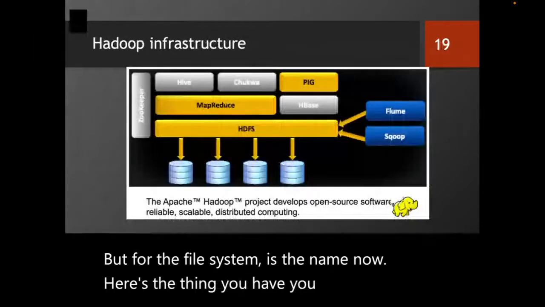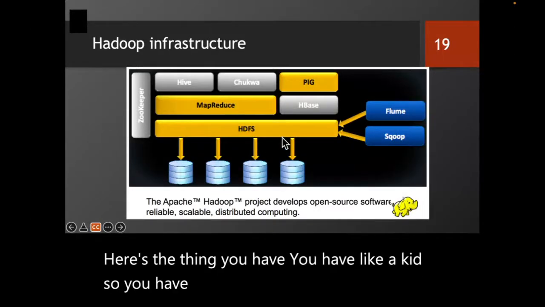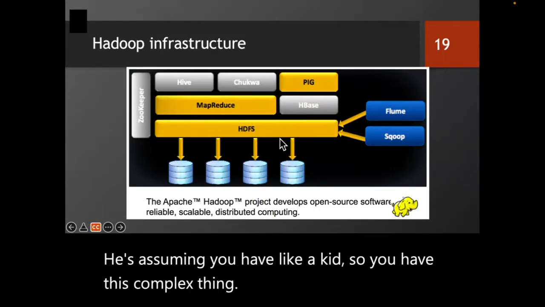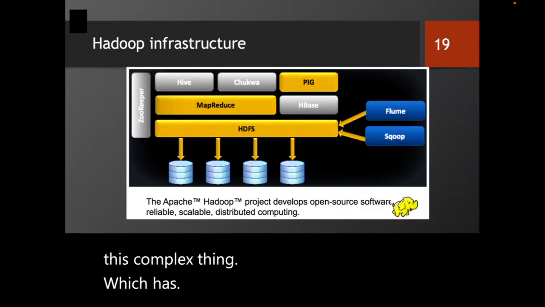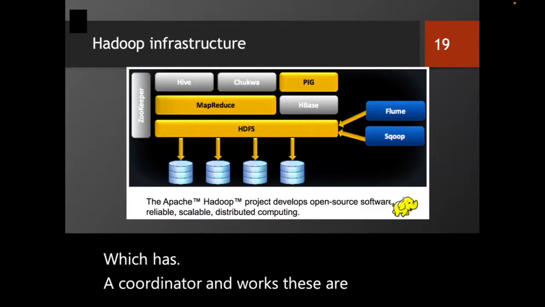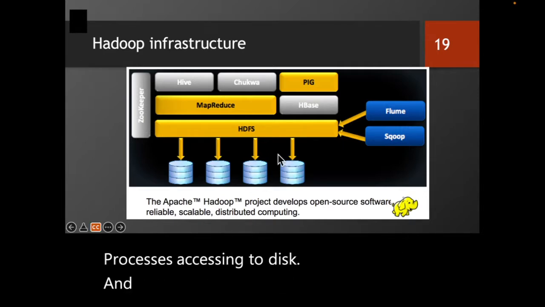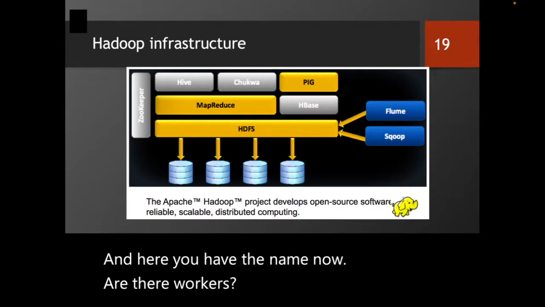So you have this complex thing which has a coordinator and workers. These are all processes accessing the disk. And here you have the name node and the workers of the HDFS.